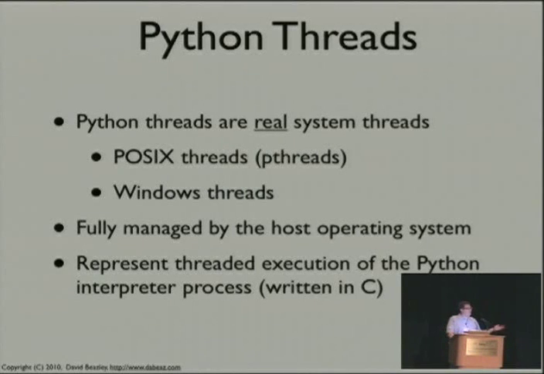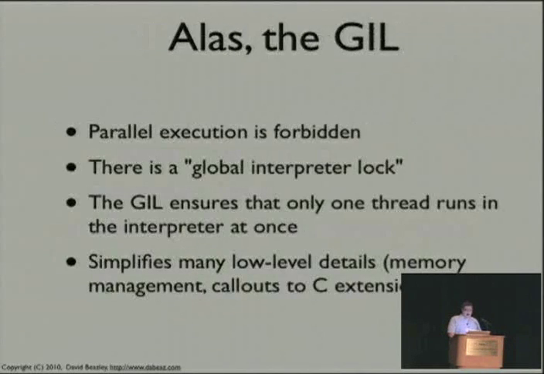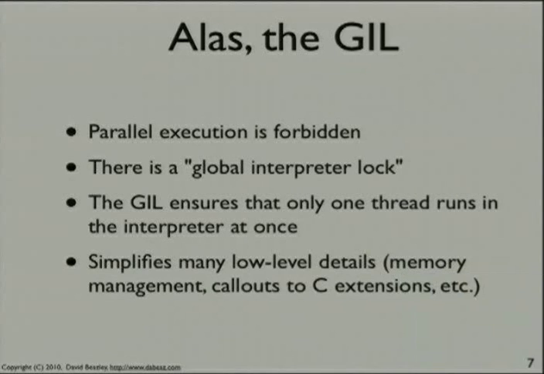A lot of people are misinformed about this, but the Python interpreter uses POSIX threads, Windows threads. The interpreter is fully threaded using pthreads. But as we know, there's this interpreter lock in the implementation that basically prevents parallel execution. The reason it is there is to simplify the implementation of the interpreter. It simplifies lots of things, like memory management, C extensions, and various other details.